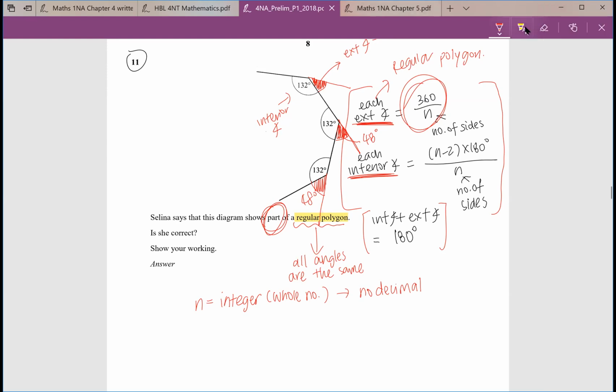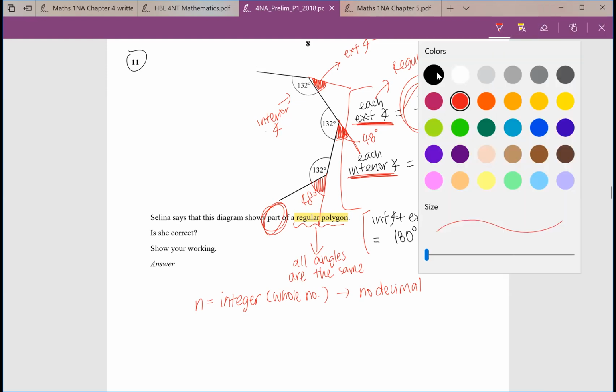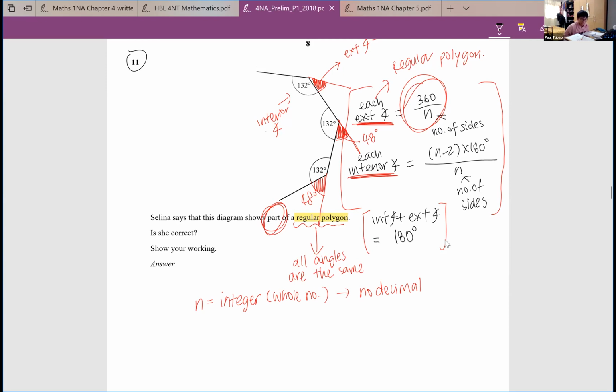I keep forgetting what's the integrals here. Okay, so again, I say, if n is an integer, it's a whole number, no decimal, then you can conclude that it's regular. The whole number is what again? No decimal.